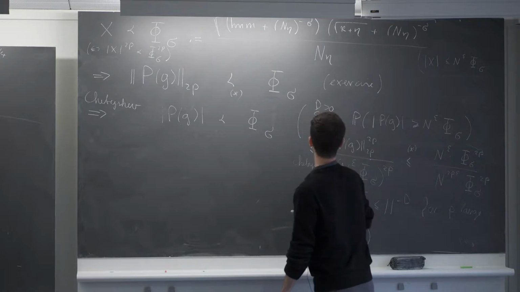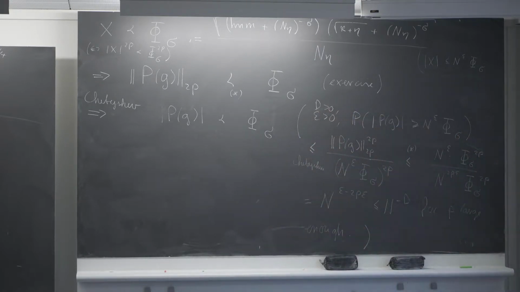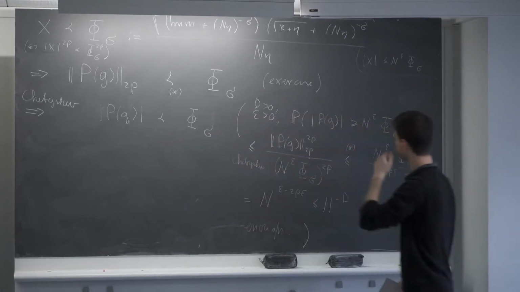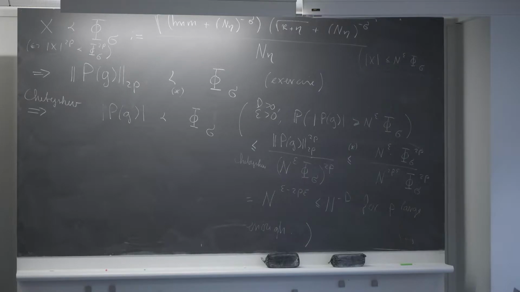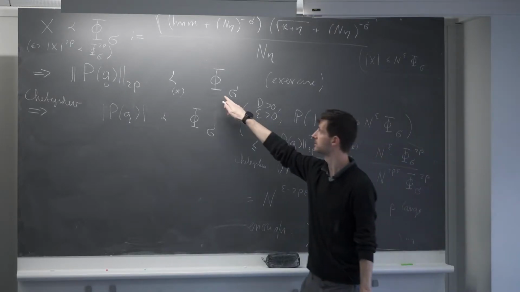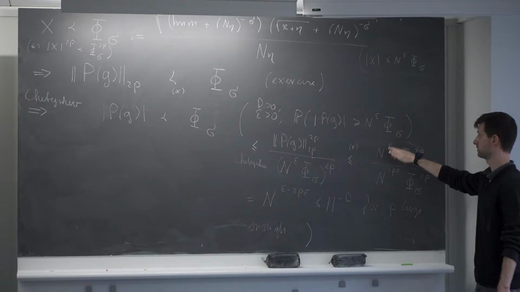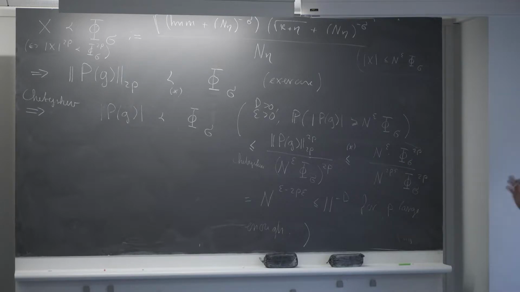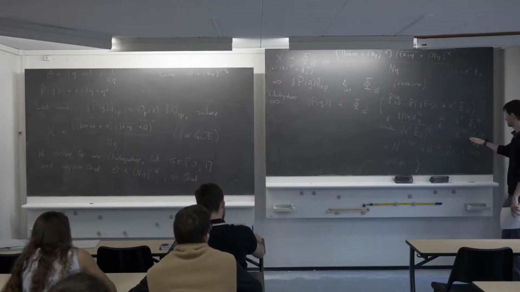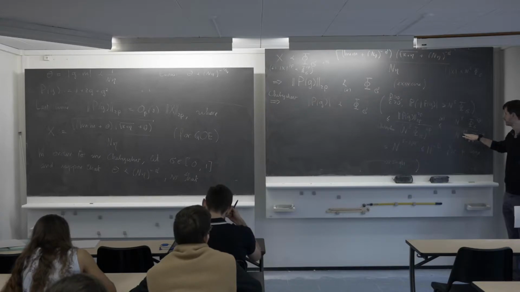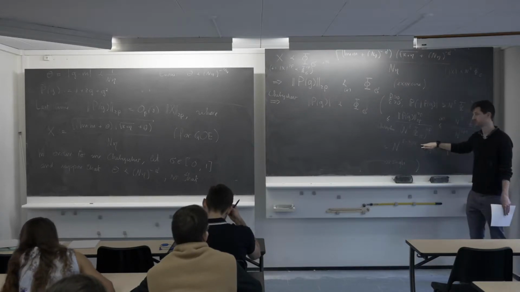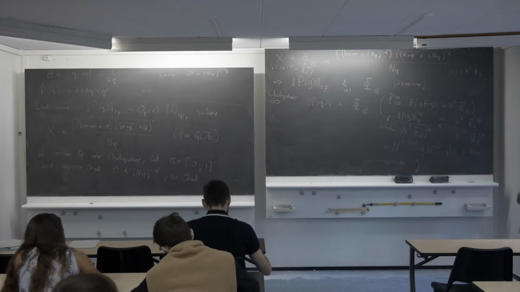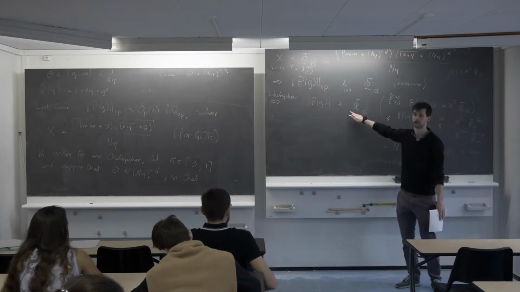Give yourself a positive d and a positive epsilon. This is what you have to do to verify this condition here. You apply Chebyshev, and now you just use this fact, this stochastic domination. Now you get a single n to the epsilon, or you could have any other number, an n to the delta or n to the 1, doesn't matter. The point is that by choosing p sufficiently large, in the denominator, you can make this exponent as big as you wish, and therefore you can reach any d here. And this is precisely this condition here.